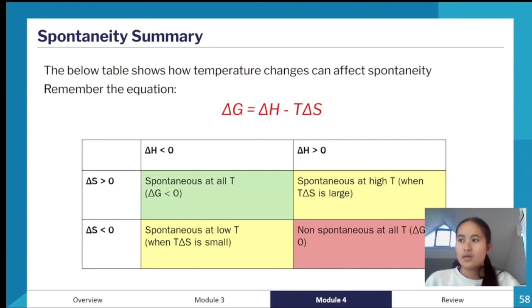And then in the yellow sections of the slides, it will depend on whether it's a high temperature or a low temperature. So when delta H is positive and delta S is positive, it'll be spontaneous at high temperatures. Then when delta S is negative and delta H is negative, it'll be spontaneous at low temperatures. So these are awesome ways that you can remember and figure out whether something will be spontaneous or not. But then again, you can just plug in the actual numbers into delta G and you'll be able to figure out whether or not it's spontaneous or non-spontaneous.